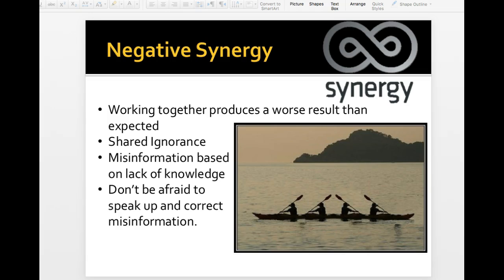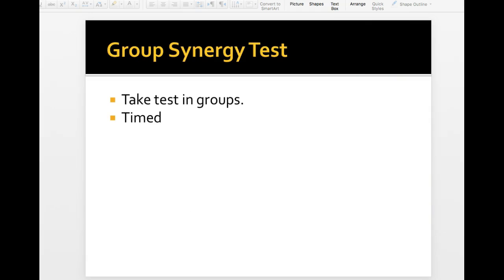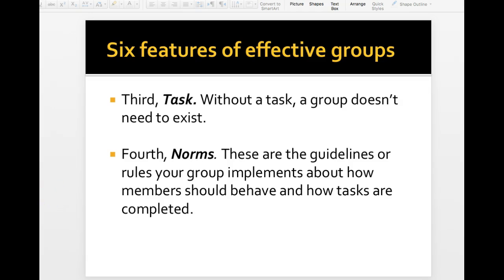So we're going to talk about just a couple more things, and then I'm going to have you take a group synergy test. So we'll come back to this synergy test in just a minute. Let me talk a little bit about the 6 features of effective groups.